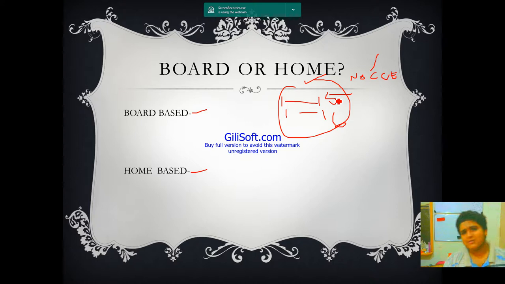Because everyone says this is your last chance, you should take the home exam. I don't know, it happens in my area. Most of the students are like, this is the last chance, the next batch of students won't get it, so let's just take the home exam. But that's not really the best option, because the home exam is at times a little more difficult than the board exam.